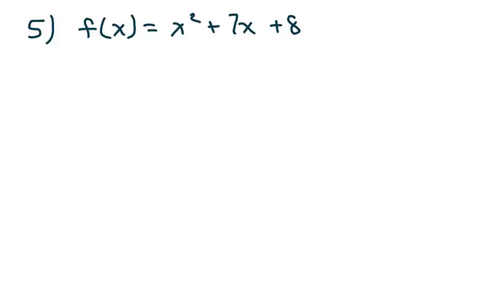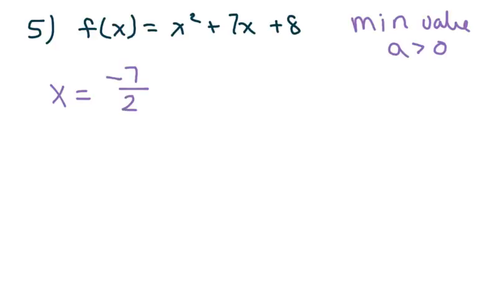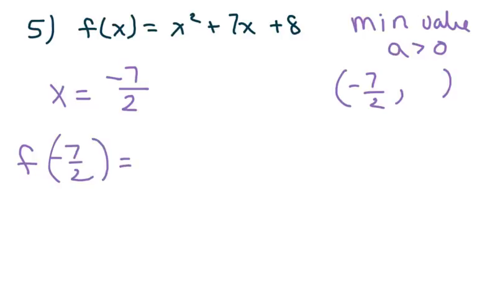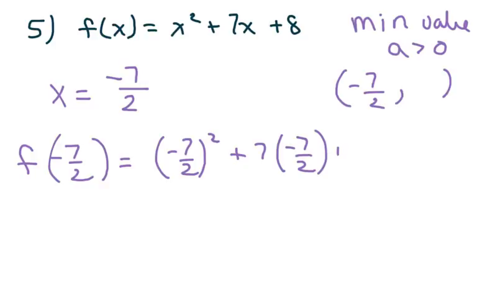Okay, here's one. This has a minimum value because a is positive. And we're going to find our x component, which is negative 7 over 2. So negative 7 over 2. And we have to find the y component. So it's going to be f of negative 7 halves equals negative 7 halves squared plus 7 times negative 7 halves plus 8. I'm doing this without a calculator.